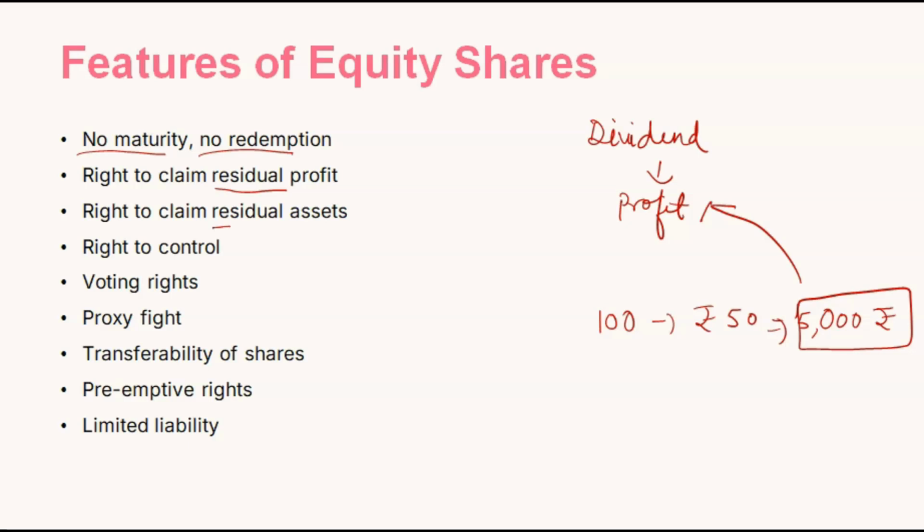Similarly, right to claim residual assets. If the company is going to wind up and it has assets, then after all the settlements with all the parties, if any asset is left with the company, it will be distributed, and they can claim on that. Right to control: obviously they are the real owners, so they have the controlling power. They can control the company in many aspects.